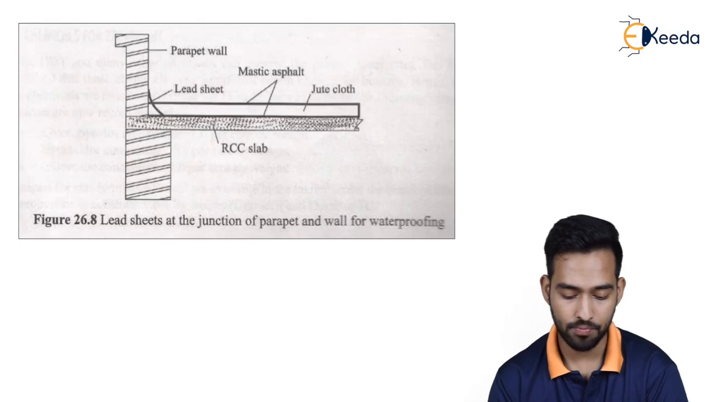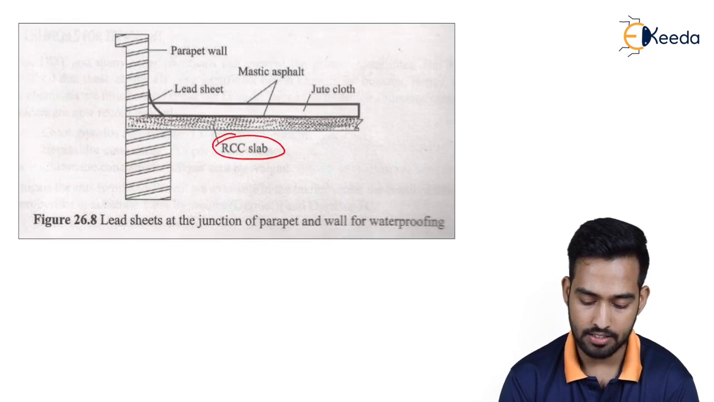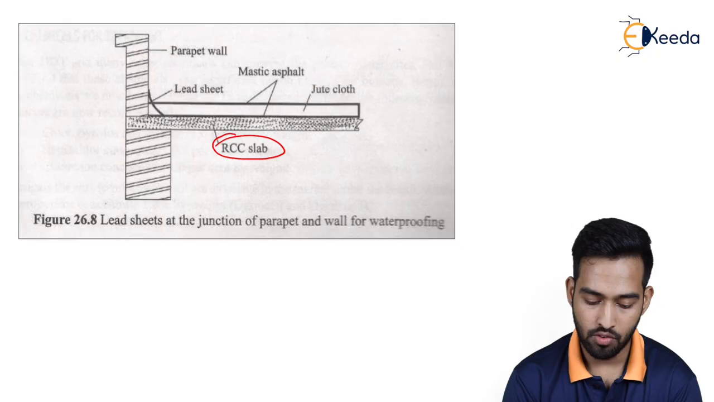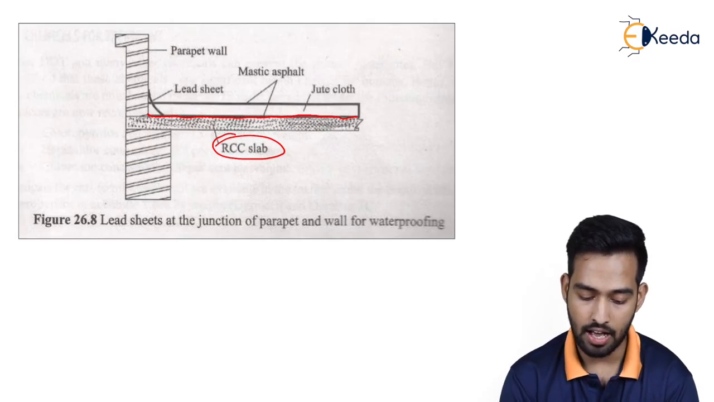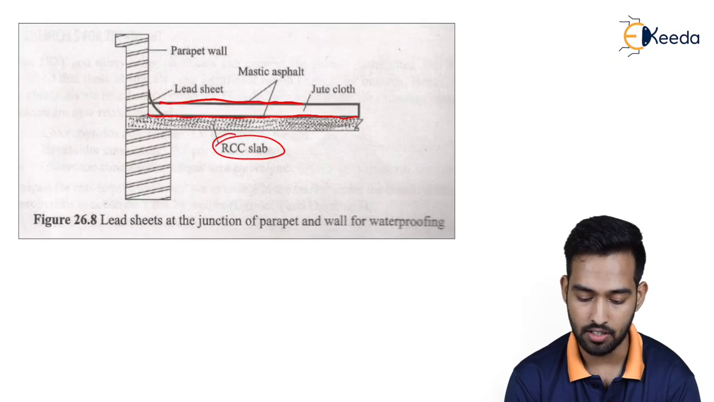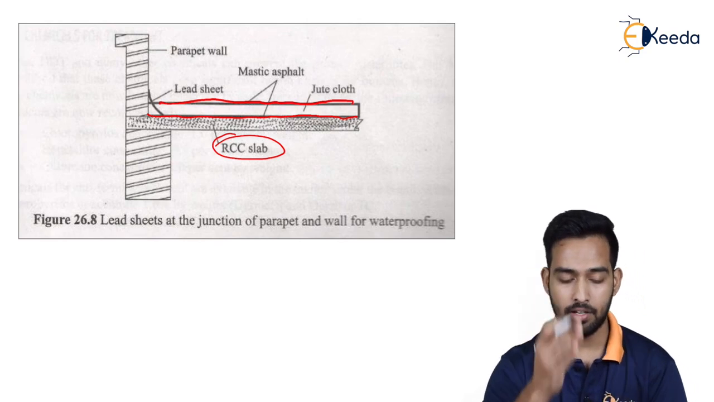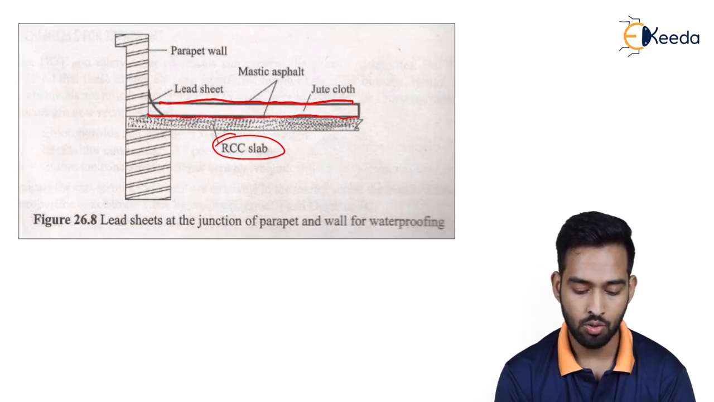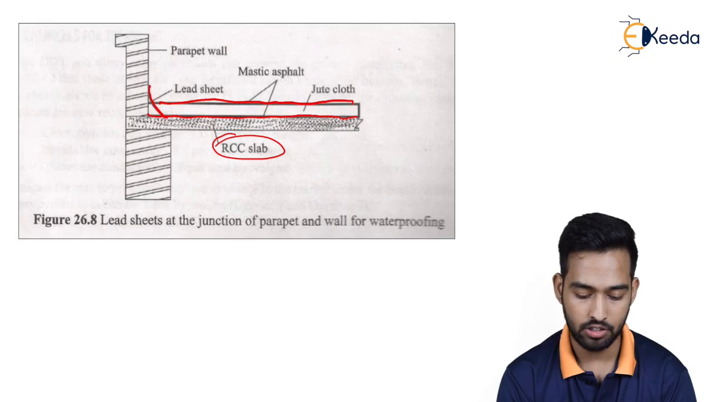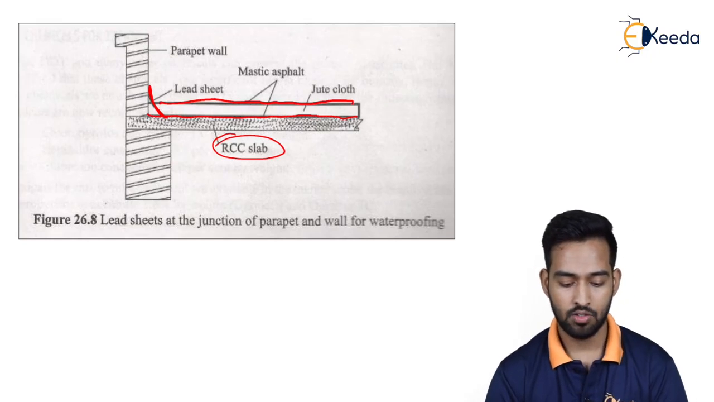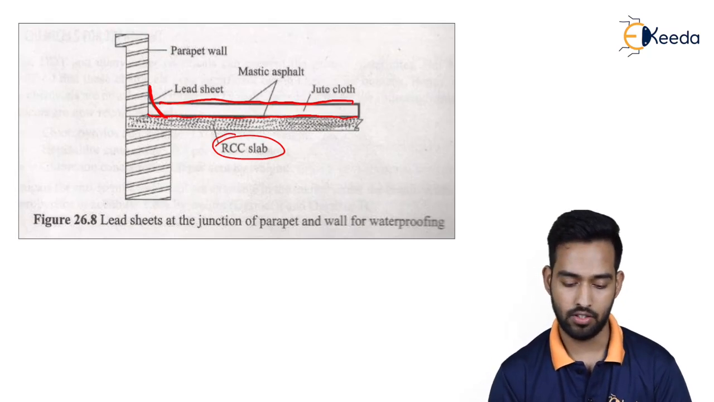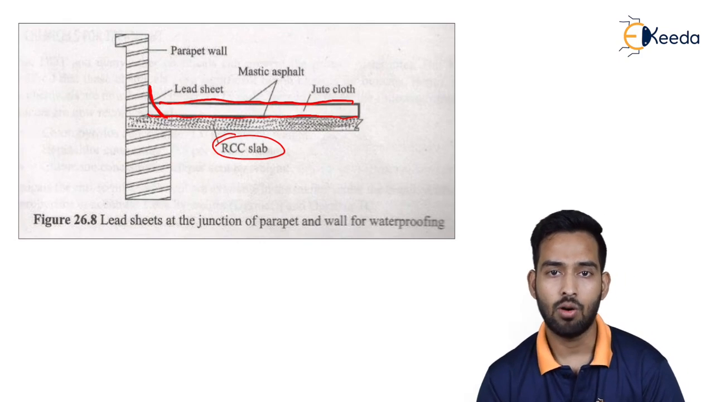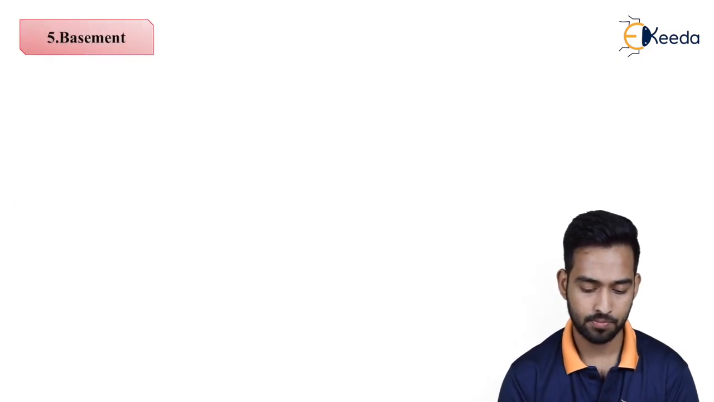As you can see in this video, here we have the RCC slab, over which we have provided the first layer of sheets. Then we provide the jute cloth between them, and over which again we provide a mastic asphalt. And whenever the parapet wall comes, at the junction of roof and parapet wall, we have to provide the lead sheet over here. So this is your lead sheet at the junction of parapet wall and roof for waterproofing. So this way we can go for the waterproofing of your roof also.